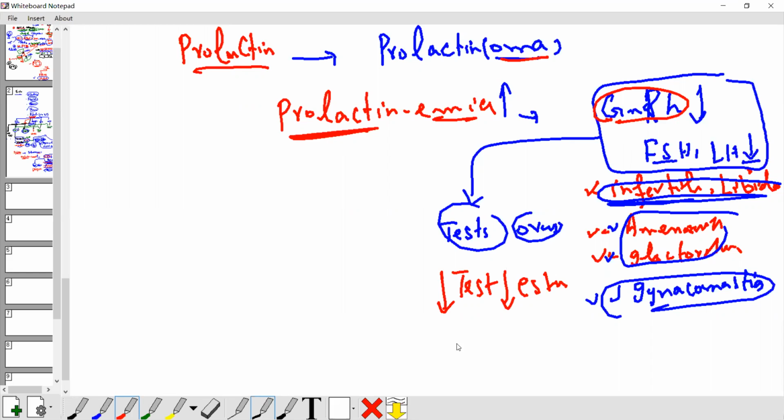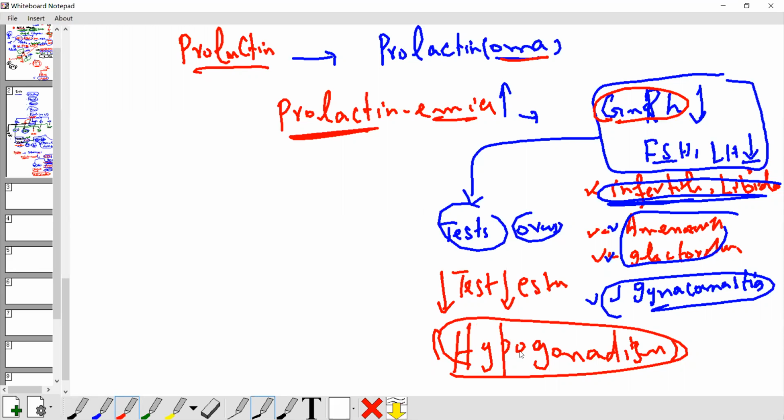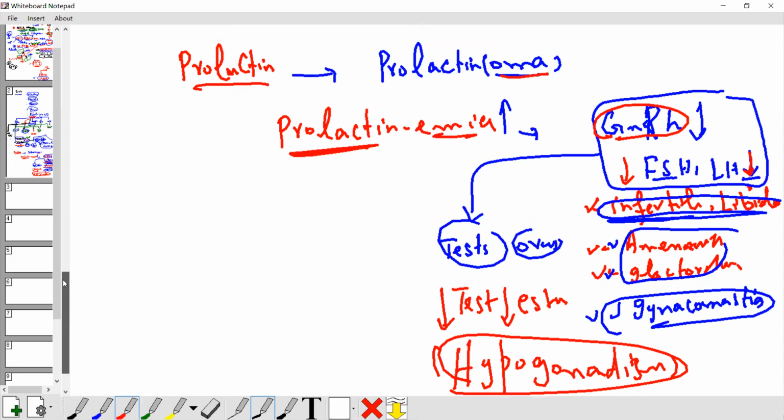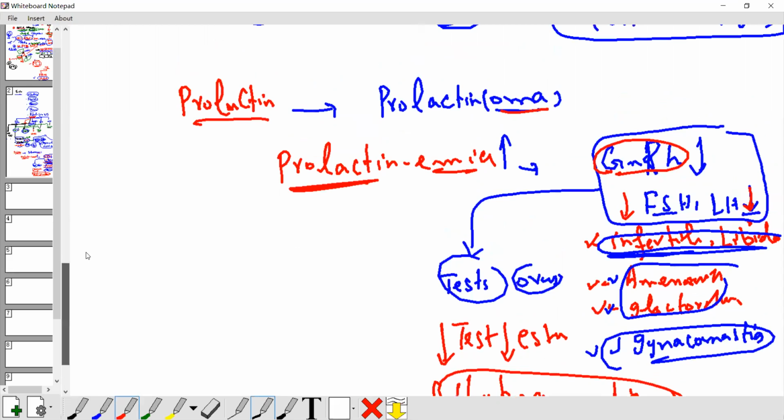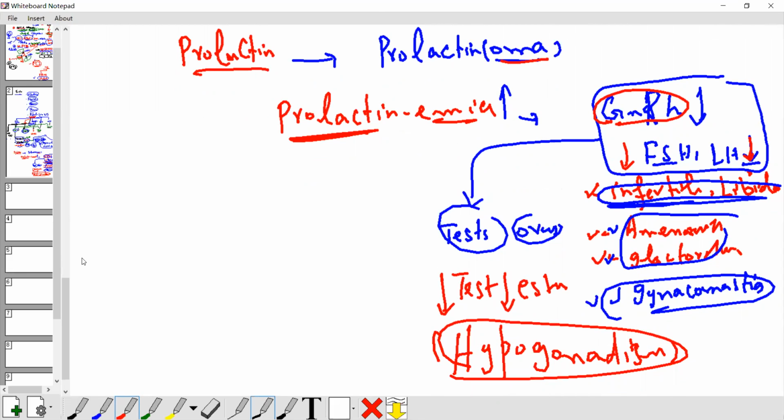So prolactin is causing what? Hypogonadism. Understand? They suppress the gonadotropin releasing hormone, decrease LH, decrease FSH, decrease testosterone, clear? Decrease testosterone, decrease estrogen, decrease progesterone. So every hormone is low. It leads to infertility in both. Okay, decreased libido, amenorrhea, galactorrhea, and gynecomastia.